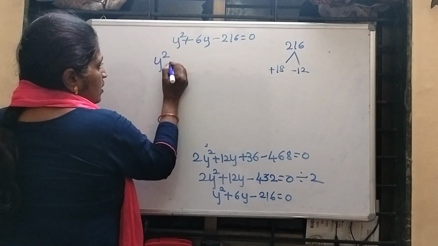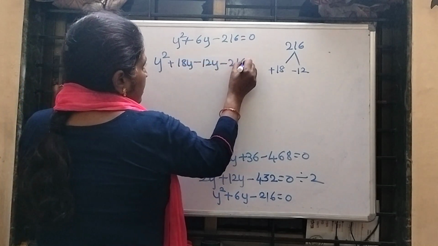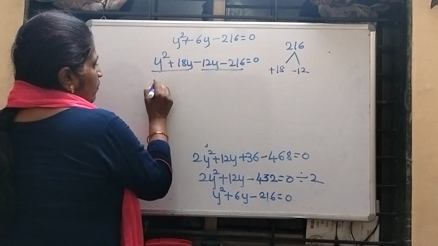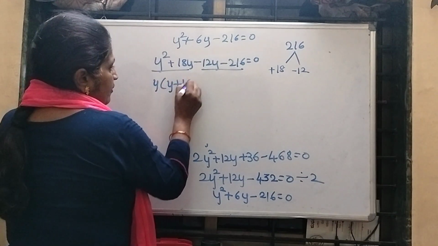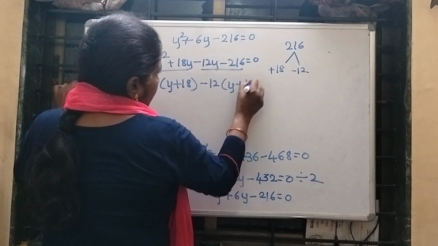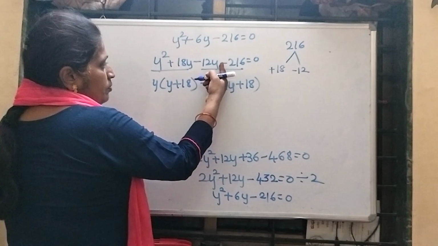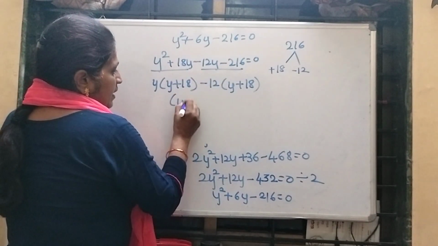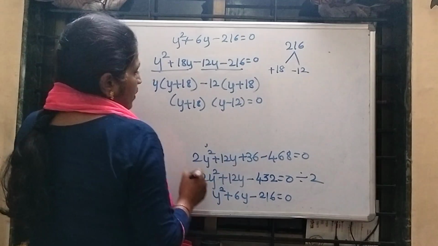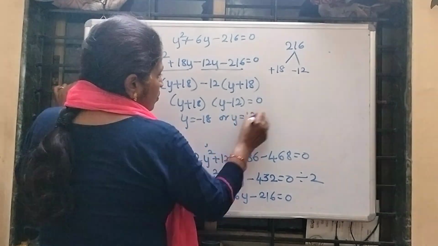So y square plus 18y minus 12y minus 216 is equal to 0. Now group them. y common, y plus 18; minus 12 common, y plus 18. Here why does it become plus? Because when you open the bracket, plus into minus should be minus. Now y plus 18 or y minus 12 is equal to 0. y is equal to minus 18 or y is equal to 12.